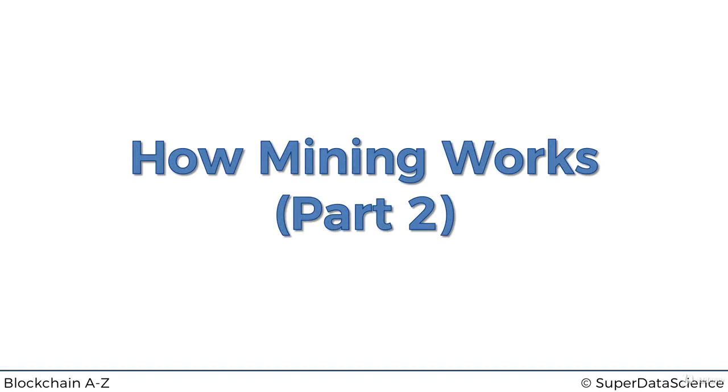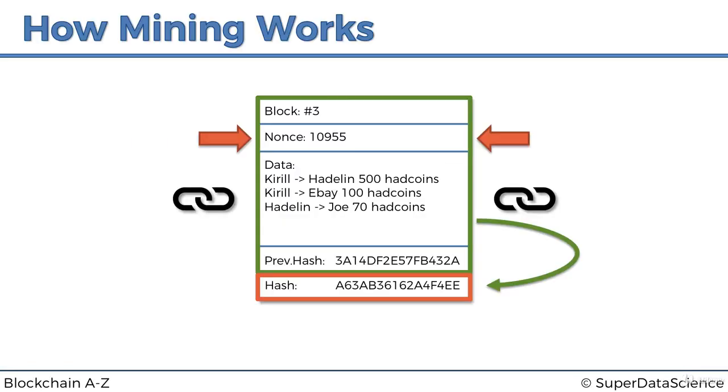Alright, part 2, how mining works. Let's have a look. So we left off last time over here where we have this block, and we now know that we can control or vary the hash of the block by varying the nonce, the number, the extra field that we identified.